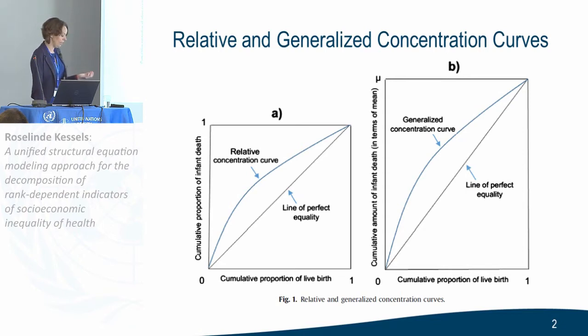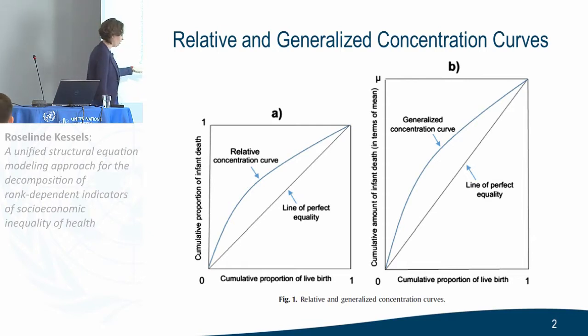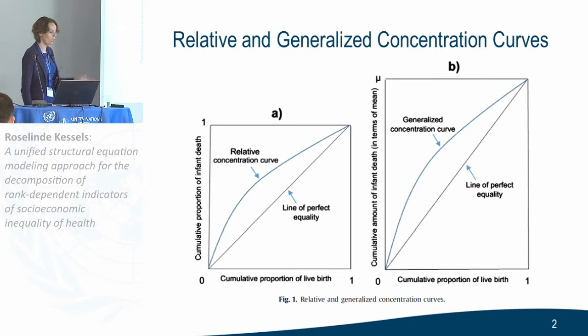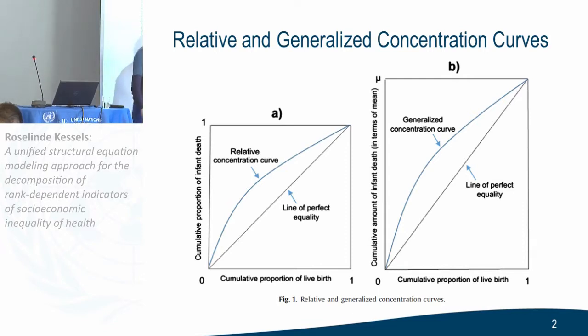What do we see then here? Well, that infant mortality is concentrated among the poor people, given that on the x-axis we have ranked the individuals, the babies, from poor to wealthy or from poor to rich. So we have ranked the babies in ascending order of the wealth of the household in which they have been born. So they are ranked from poor to rich here.